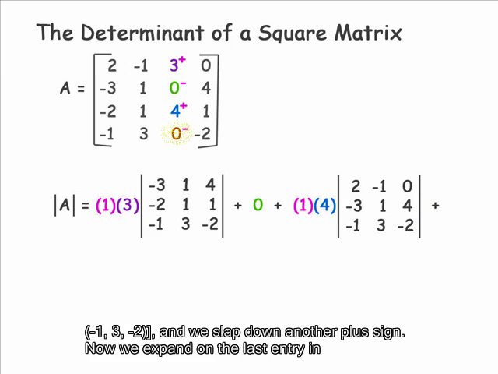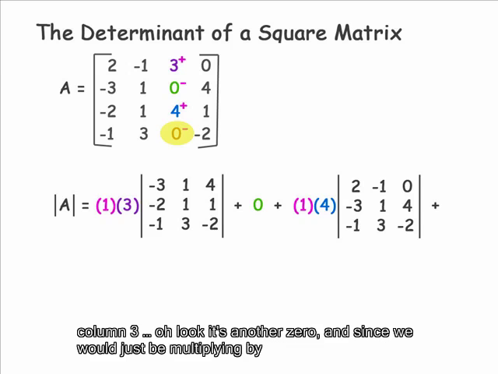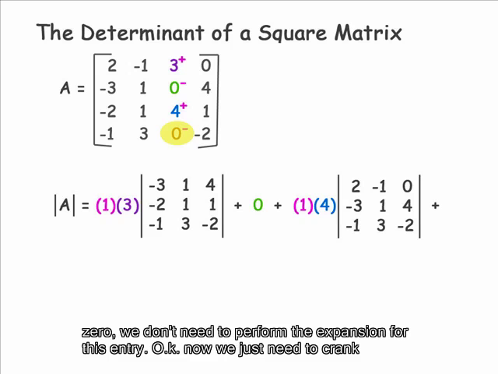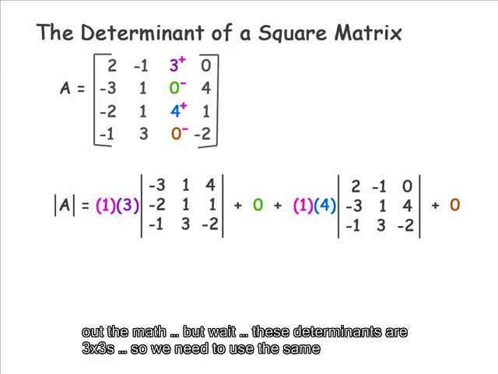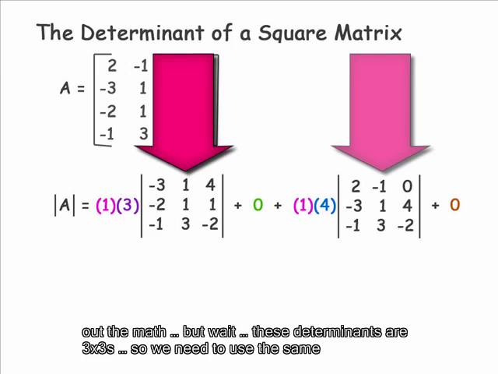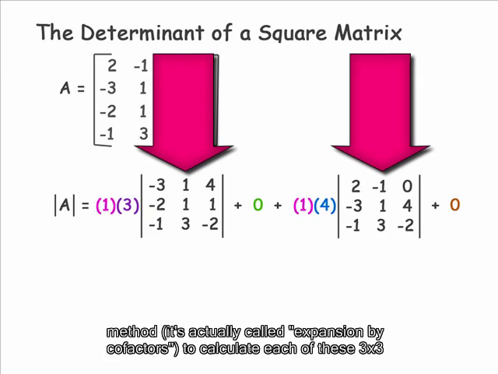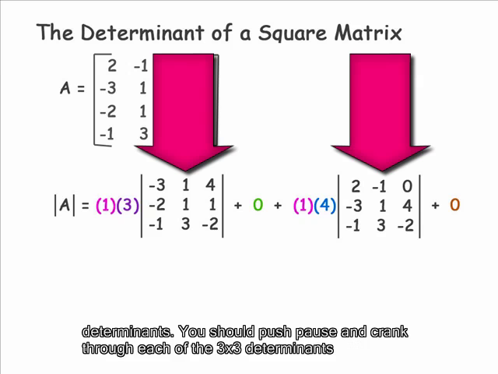Now we expand on the last entry in column 3. Oh look, it's another 0. And since we would just be multiplying by 0, we don't need to perform the expansion for this entry. Okay, now we just need to crank out the math. But wait, these determinants are 3x3s, so we need to use the same method, it's actually called expansion by cofactors, to calculate each of these 3x3 determinants.